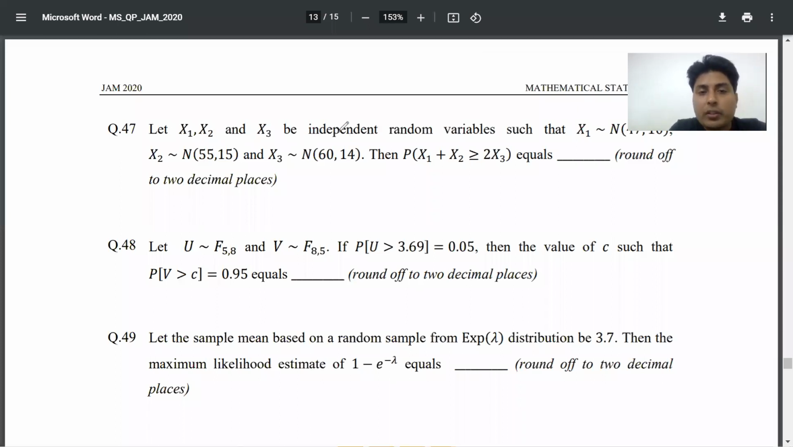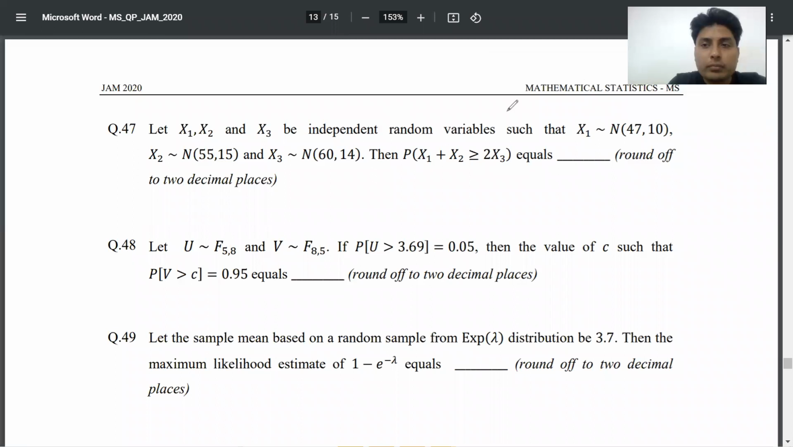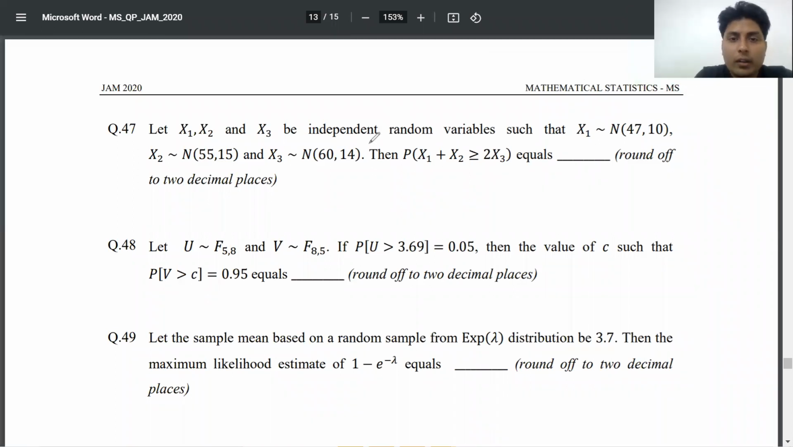The 47 question is: let x1, x2, x3 be independent random variables such that x1 is normal 47,10, x2 is normal 55,15, and x3 is normal 60,14. Then probability of x1 plus x2 greater than or equal to 2x3 equals. Okay, so then you probability. So we can do one thing, x1 plus x2 minus 2x3 greater than or equal to 0. So I will try to convert into the standard normal form.